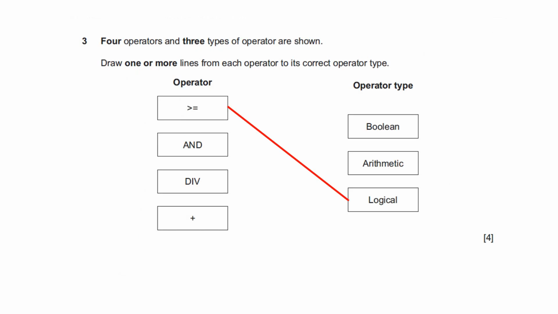Four operators and three types of operators are shown. Draw one or more lines from each operator to its correct operator type. Greater than or equal to is a logical operator, and is a Boolean operator that returns answers in terms of true or false. Div is a mathematical operator just like division, addition, subtraction, multiplication. And plus is also an arithmetic operator.